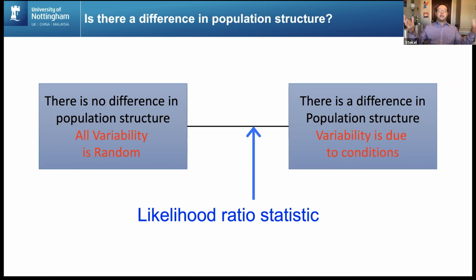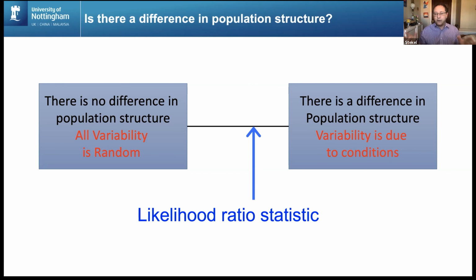And what happens with the likelihood ratio statistic is as follows, all right? So if I've got, let's just say, two groups of samples from two different environments, but we can apply this to many groups of samples, all right? We've basically got, as you may be familiar from standard statistics, two hypotheses. You have your null hypothesis, which basically says that there is no difference in the population structure between our sets of samples, and therefore all the variability we observe is random. It's all due to the sampling errors that again Jan has mentioned.